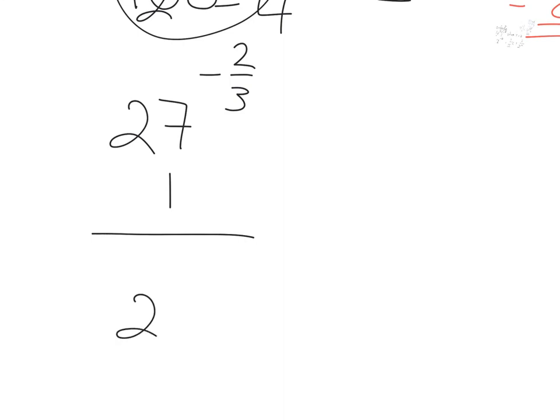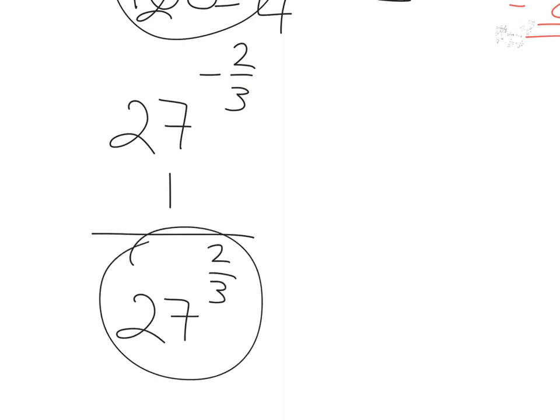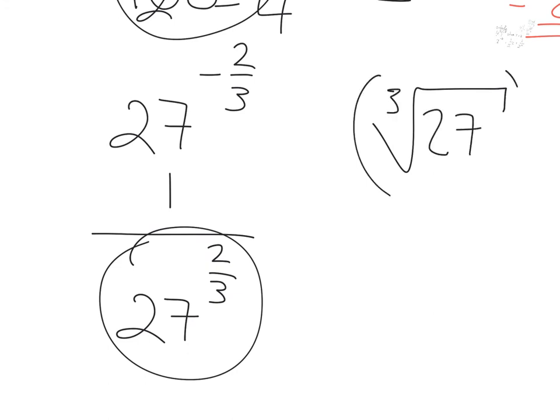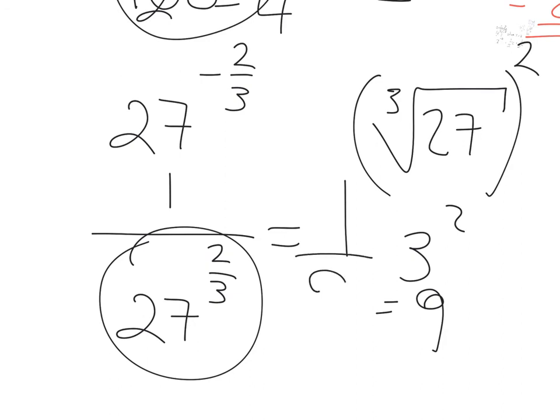Next one, 27 to the power minus 2 over 3 can be written as 1 over 27 to the positive 2 over 3. We'll take that to the side, and that is the cube root of 27 squared. Cube root of 27 is 3, since 3 times 3 times 3 is 27. 3 squared is 9. Bring it back in, and that's 1 over 9.